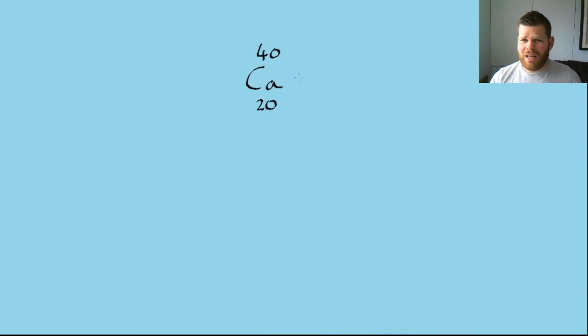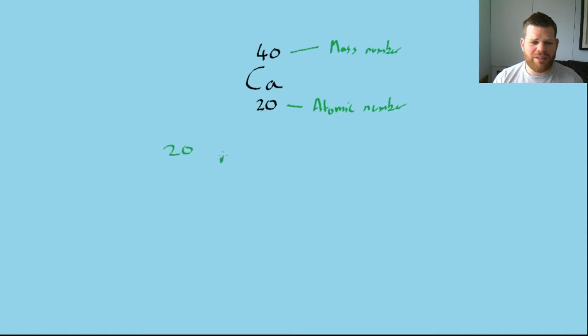Okay, so let's see how you did. So these 2 numbers, which number's which? This number up the top, the big number, that is our mass number. The lower number here, the smaller number, this is our atomic number. So what about the different subatomic particles? The atomic number tells me the number of protons. So therefore there are 20 protons.